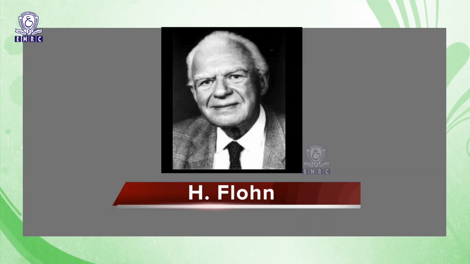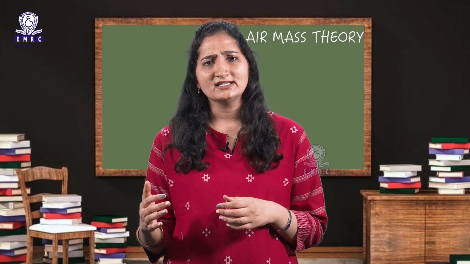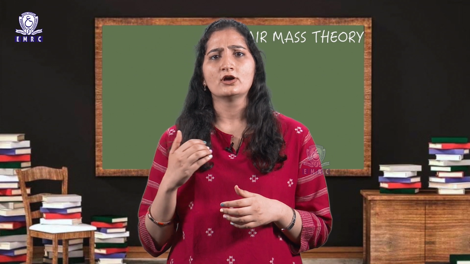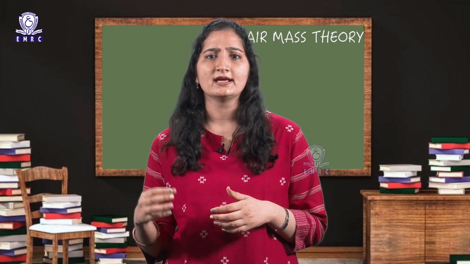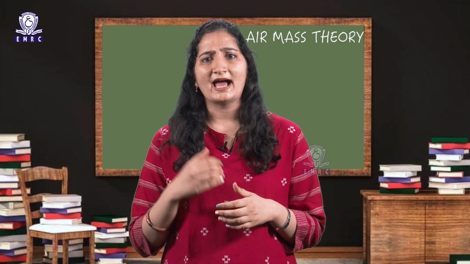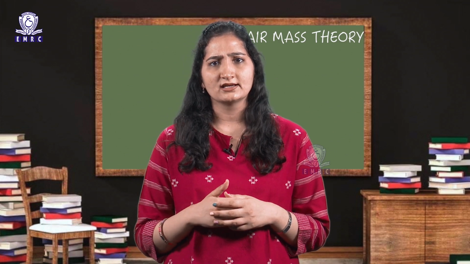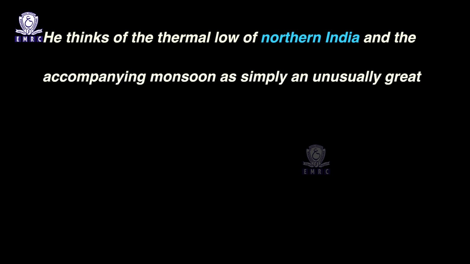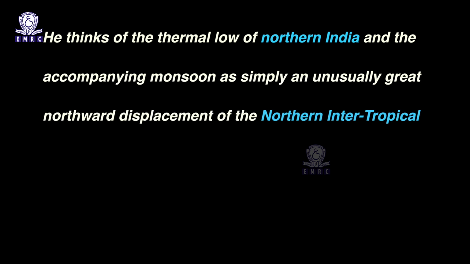H. Flohn of the German Weather Bureau, while rejecting the classical theory of the origin of monsoons, suggested that the tropical monsoon of tropical Asia is simply a modification of the planetary winds of the tropics. He thinks of the thermal low of northern India and the accompanying monsoon as simply an unusually great northward displacement of the northern intertropical convergence zone.